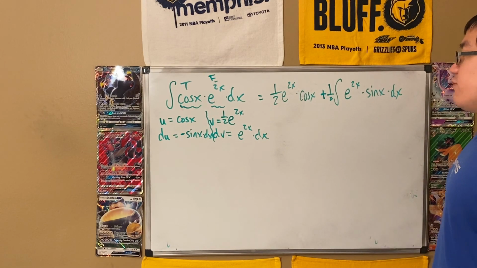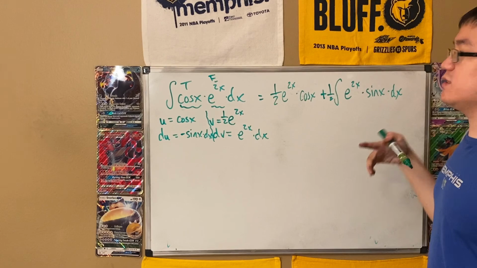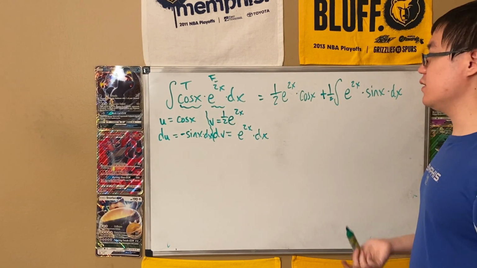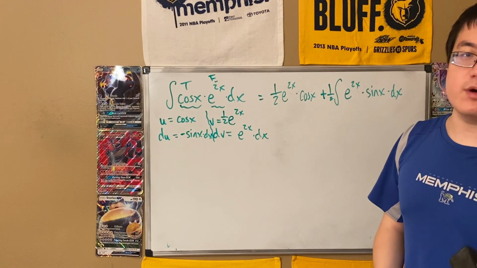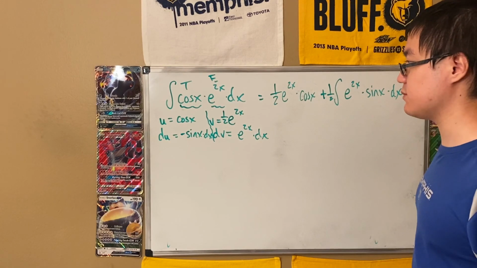But it doesn't look like we did a lot of work, because if you notice the original, and you notice this, it's not simpler, unfortunately. We have e to the 2x, and we have sine instead. So what I'm going to do is blindly do integration by parts again. I'm going to take this integral right here and just perform integration by parts.